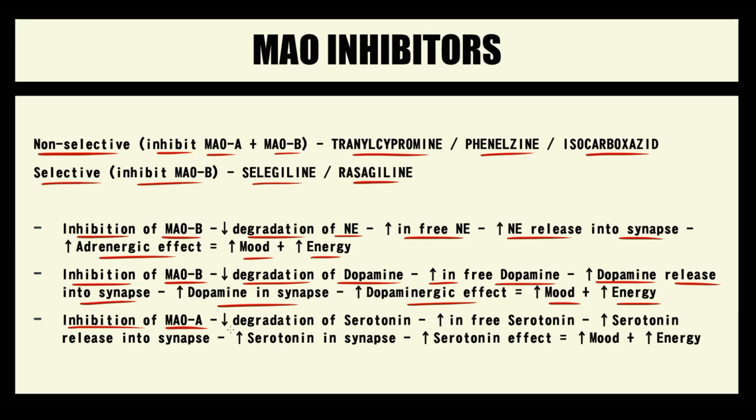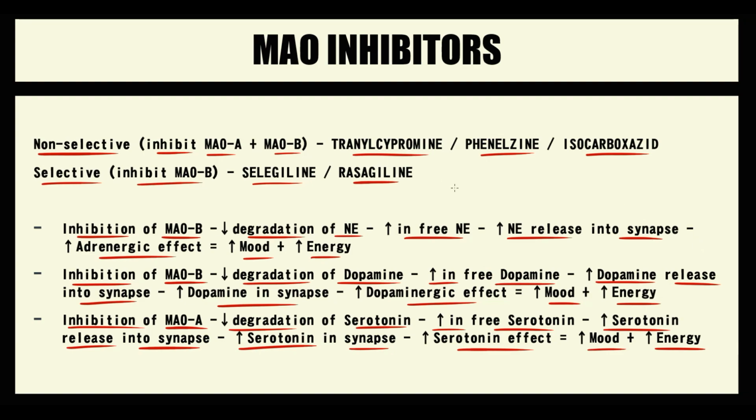So, with inhibition of monoamine oxidase A, degradation of serotonin decreases. This causes an increase in the amount of free serotonin molecules in the presynaptic neuron, thereby the release of serotonin into the synapse increases, and the greater the amount of serotonin in the synapse, the greater the serotonin effect, and thereby the better becomes the mood and the more energy increases.